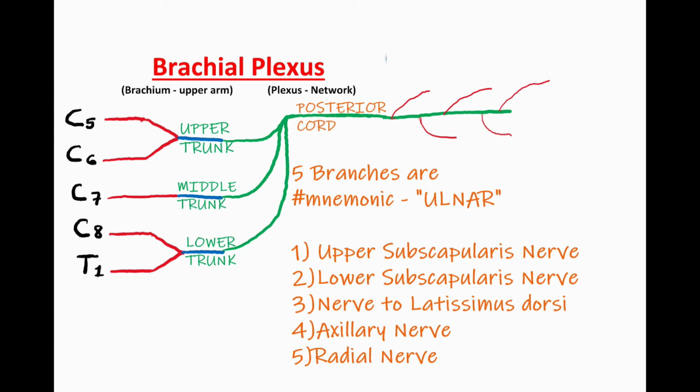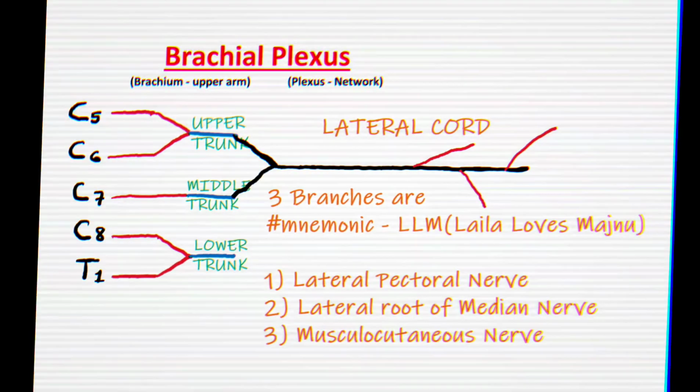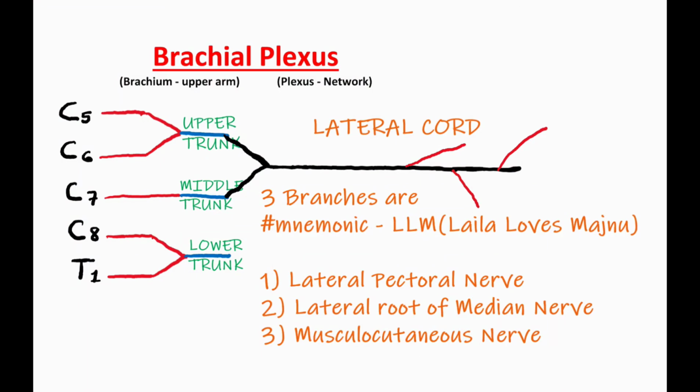Now, I will be talking about the root values in a separate video because the root values are not so simple for the posterior cord, as it takes divisions from all of C5 to T1. Coming to the lateral cord, it has only three branches. The mnemonic is Laila Loves Majnu, LLM. It gives the lateral pectoral nerve, lateral root of median nerve, and musculocutaneous nerve. Easy, short, and simple to remember.